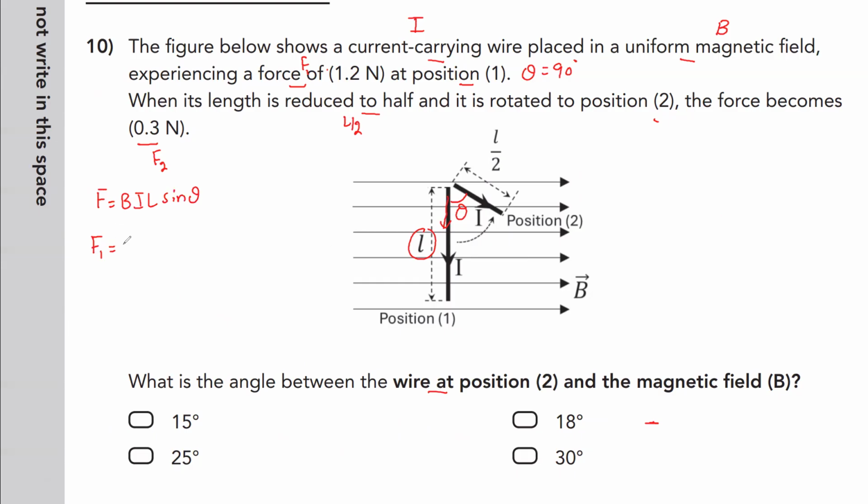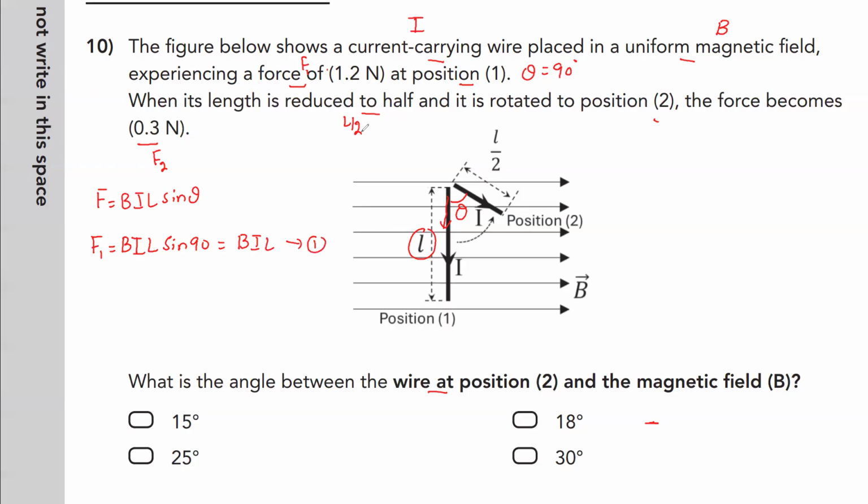Obviously, B is constant, so just write down B. I is also constant, so write down I. L is the length, so we write down L. Initially the angle is perpendicular, so we write sine of 90, and sine 90 is 1, which is equal to BIL. This is my equation number 1.